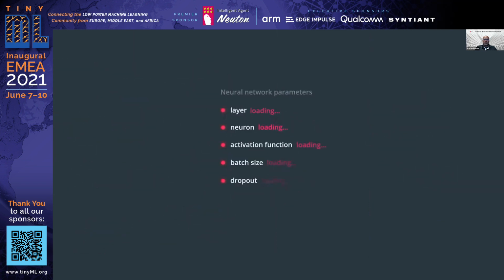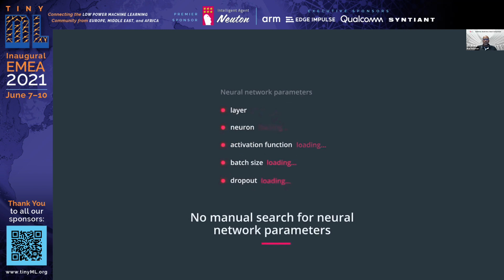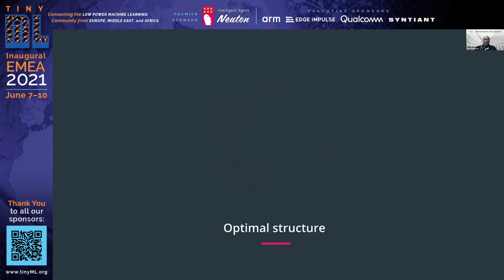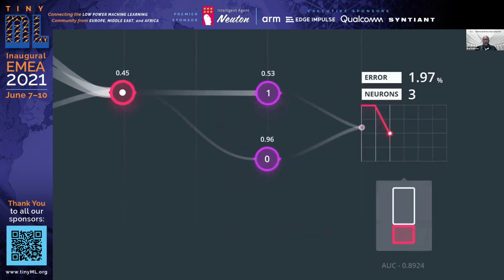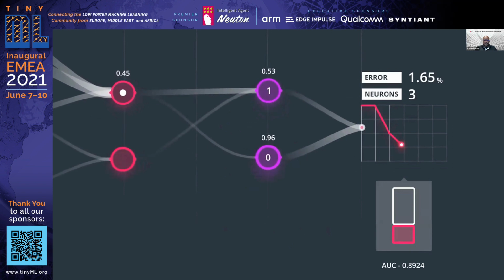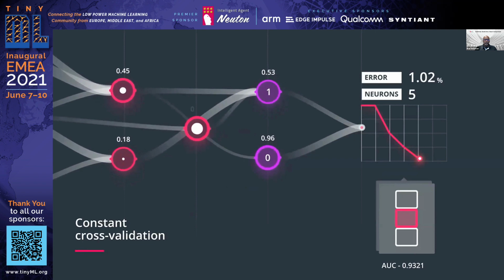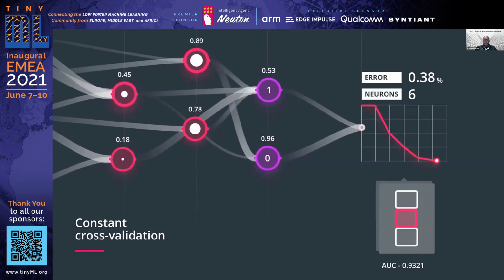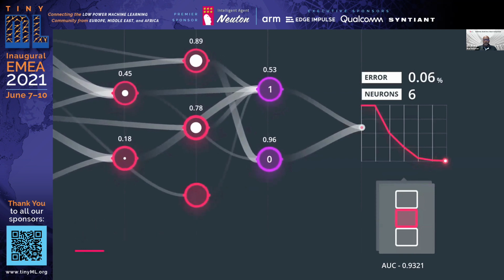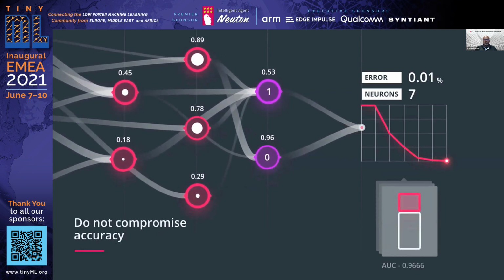Newton eliminates the time-consuming multidimensional manual search for network parameters, including number of layers, neurons, type of activation function, batch size, dropout, learning rate, and more, and efficiently finds the optimal structure. The neuron by neuron growth makes it possible for cross-validation to occur progressively, which is typically not feasible with a standard approach. The combination of these characteristics also increases the generalizing capabilities of the model, which allows for creation of compact models without compromising accuracy.